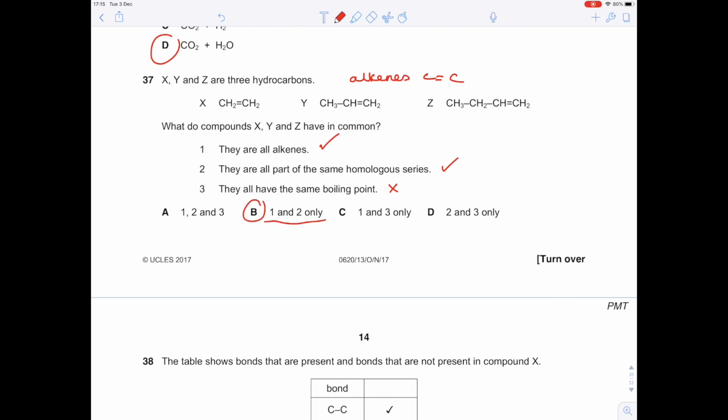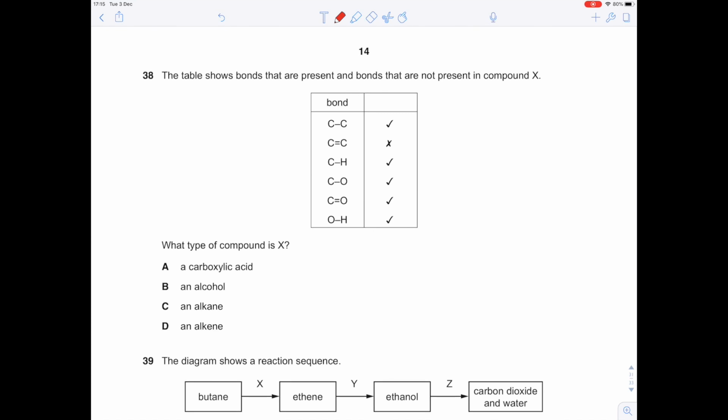So 37B. The table shows bonds that are present and bonds that are not present in compound X. What type of compound is X? So it's definitely not an alkene. Now, could it be a carboxylic acid? Remember, this is the functional group of a carboxylic acid. Yeah, these are all present. There's ticks against all of these. Now, it's not an alcohol because it has C double bond O present. Now, it's not an alkane because it has lots of extra functional groups present, not just your C bond C. And it's definitely not an alkene. I've already said that over here. So it's A.